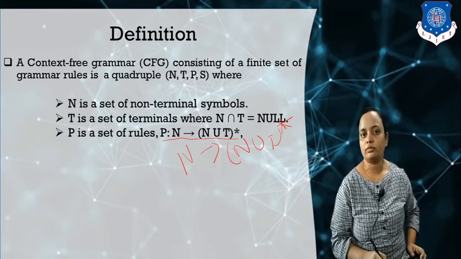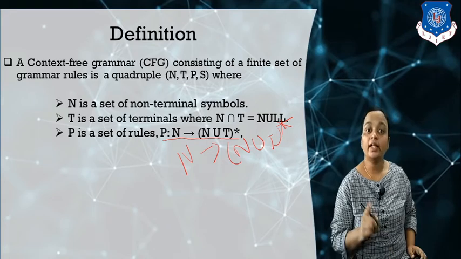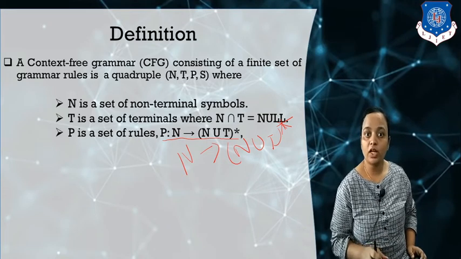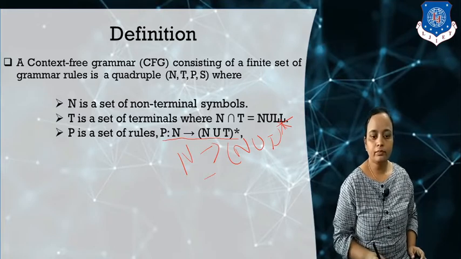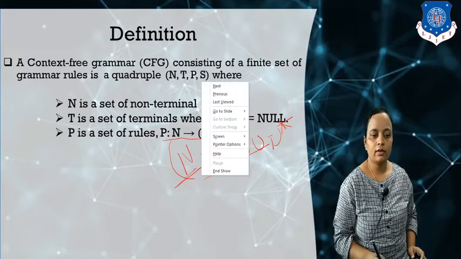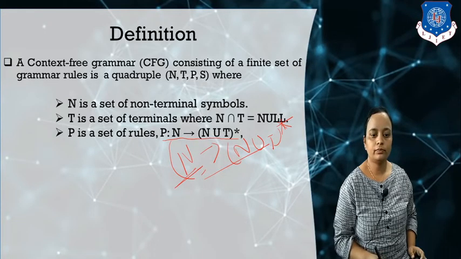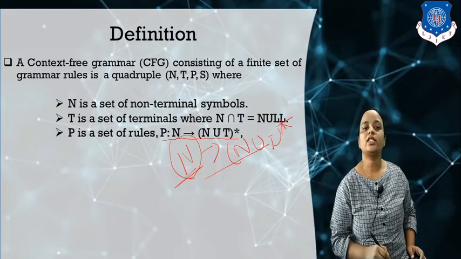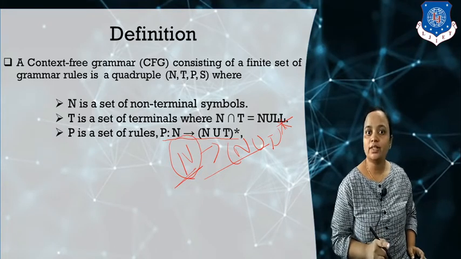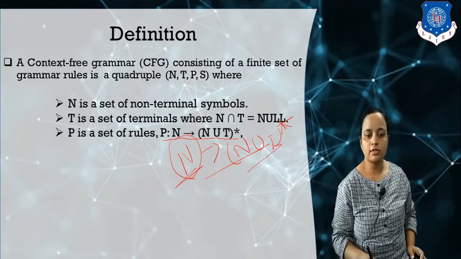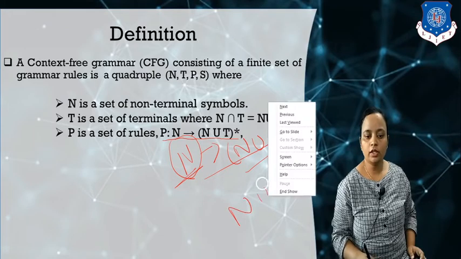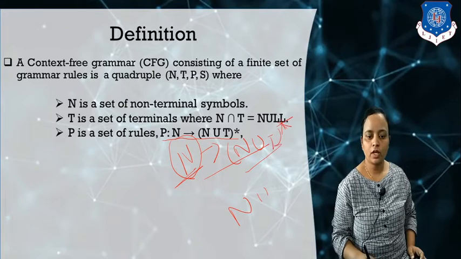This star is the Kleene closure. Always remember that in a context free grammar, a production rule should be in this form. The left hand side always contains a non-terminal symbol, and the right hand side of this arrow is (N union T)star.